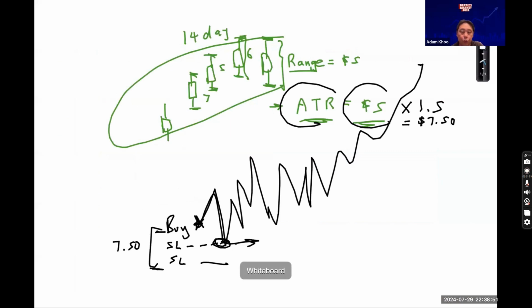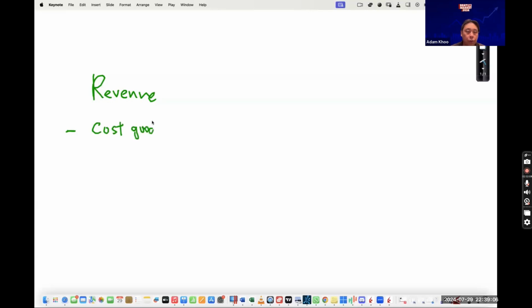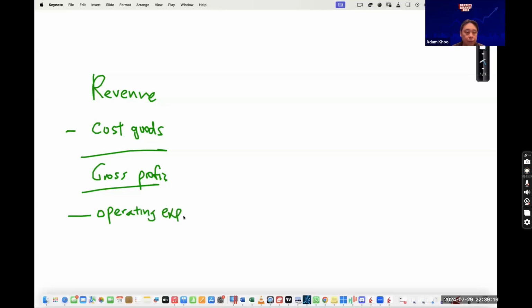Now, let me ask you something. In any business, you always have what we call sales revenue, right? And you have to minus your cost of goods, and that gives you your gross profit, minus your operating expenses, and that gives you your net profit. Agree? So whatever business you're in, this is your income statement.